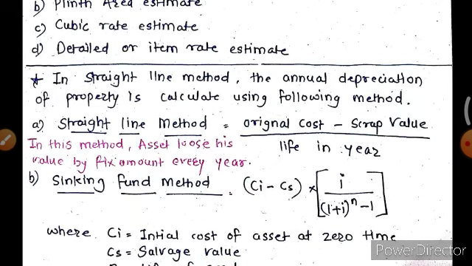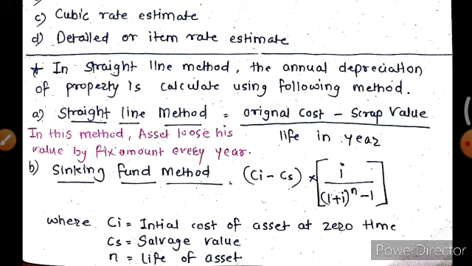Then, in the straight line method, the annual depreciation of a property is calculated using the following method. First method is the straight line method. Depreciation is equal to original cost minus scrap value upon life in years. In this method, the asset loses its value by a fixed amount every year.